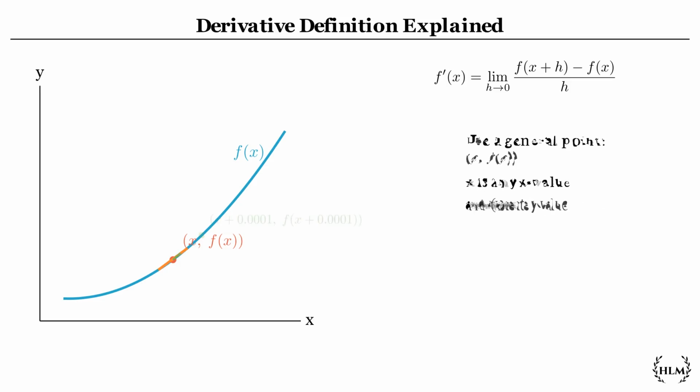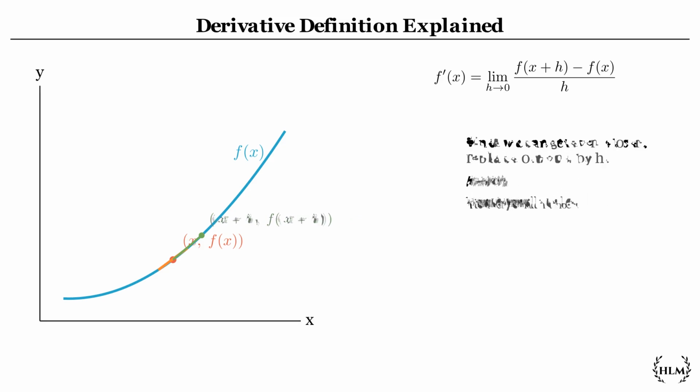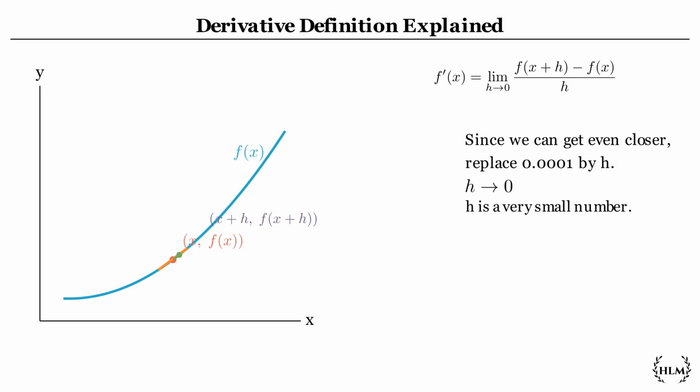And what point is really close to x comma f of x? One point would be x plus 0.0001 comma f of x plus 0.0001. This is really close to our point of interest because if you add 0.0001 to x, how far are you from x? Exactly 0.0001 away from it, which is pretty close. But again, you can get closer. And because you can get closer and closer, we give it a variable. Let's call it h. H is a number that's really small, that's getting really, really close to 0. As you get closer to 0, the closer you are to getting to x, f of x.